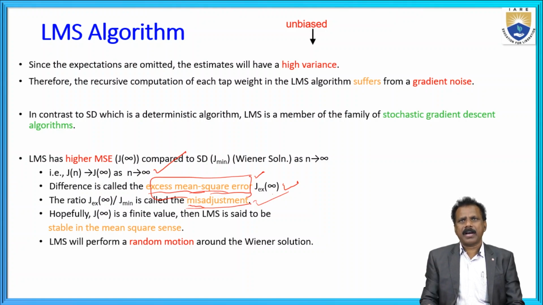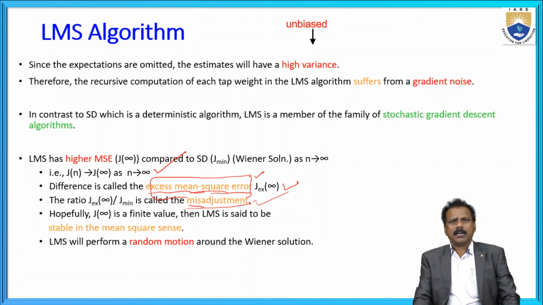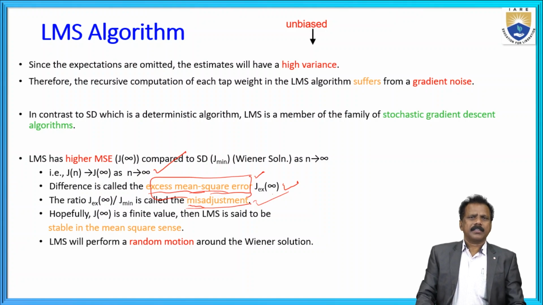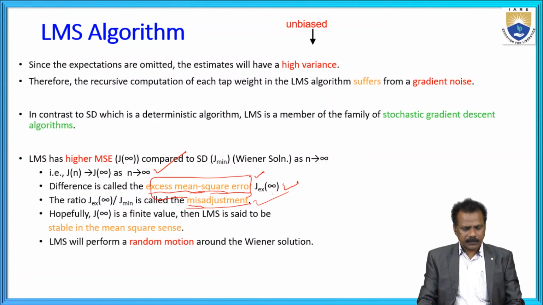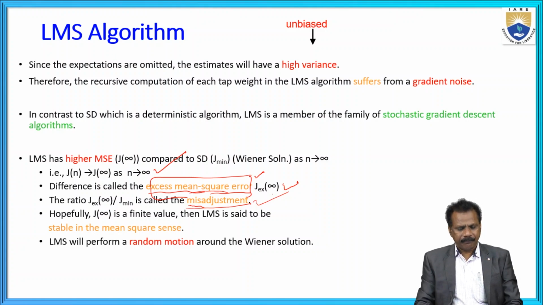Yeah, if it is unbiased. If it is biased, it does not satisfy all these requirements. So hopefully J of infinity is a finite value and the LMS is said to be stable in the mean square error. With this, the LMS will perform a random motion around the Wiener solution.